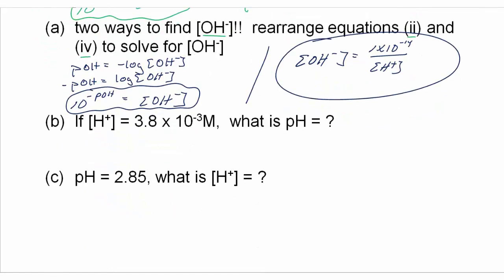Okay, let's play with this a little bit. If the hydrogen ion concentration is 3.8 times 10 to the negative 3, what is pH? Well, the equation we should pick is pH, the negative log of the hydrogen ion concentration. That'd be the easiest way. So, the negative log of 3.8 times 10 to the negative 3. Let's see what we get. So put in 3.8 times 10 to the negative 3 first. Log, and minus it, about 2.42.